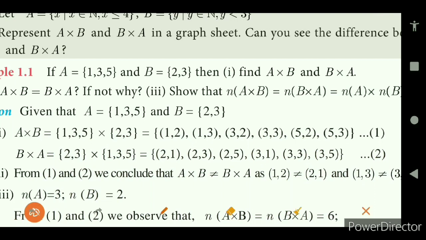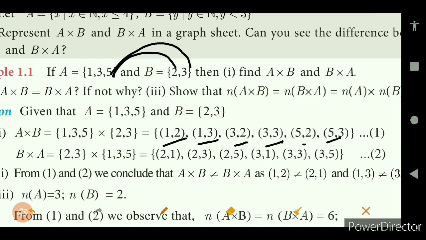This 1 with 2, the same 1 with 3. This 3 with 2, same 3 with 3. This 5 with 2, the same 5 with 3. For finding these things, we will get an answer as 1 with 2, 1 with 3, 3 with 2, 3 with 3, 5 with 2, 5 with 3.